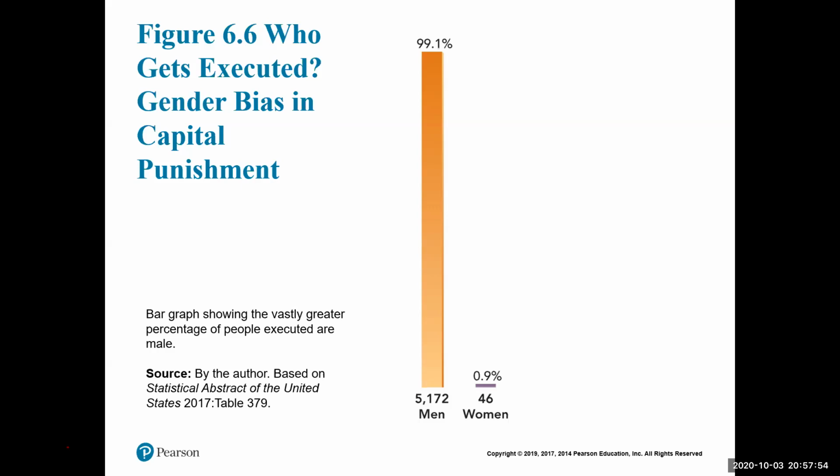And then when you're looking at class, gender, race, and ethnicity, and who gets executed, you do have some gender bias in regards to this. If you can see, there are very few women who are actually on death row and who have actually been executed. Men are a lot higher in that aspect.